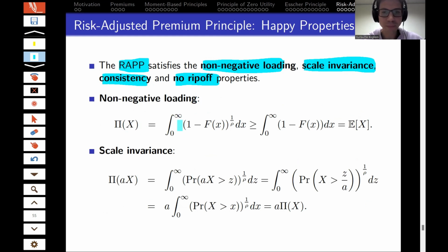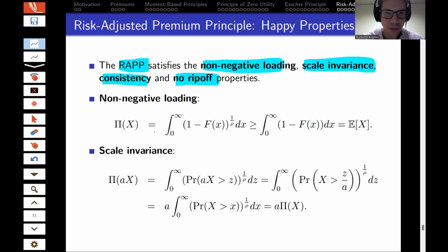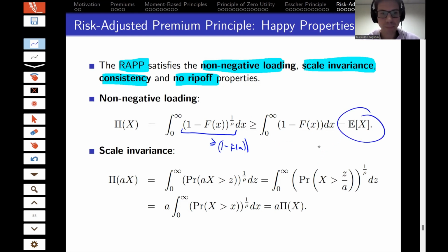Non-negative loading, well, this is immediate from the work we've done before. By definition, the premium is this, but we just said that this is larger than 1 minus Fx. So you integrate something that's larger than this, so you have that the integral must be bigger. And what is this? Well, just the expectation of X.